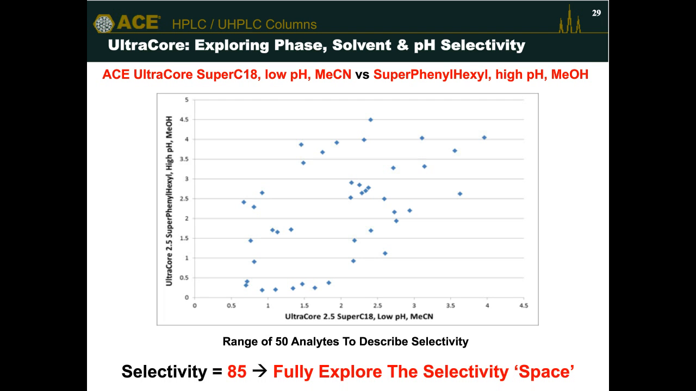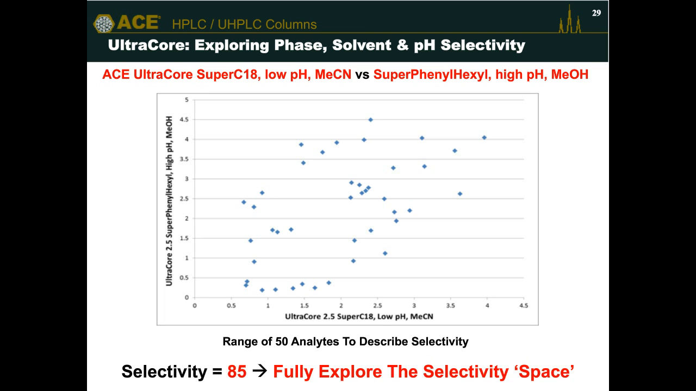So it's the biggest number that we've seen in changing variables to have the biggest selectivity space. And that gives you the best chance of separating out all of the analytes in your sample, which is what you're trying to achieve with your method development. So different stationary phases, different pH, and different organic modifier can be a fantastic platform for method development. And you can do it really quickly with these solid core phases because of the fast run times and the low back pressures.